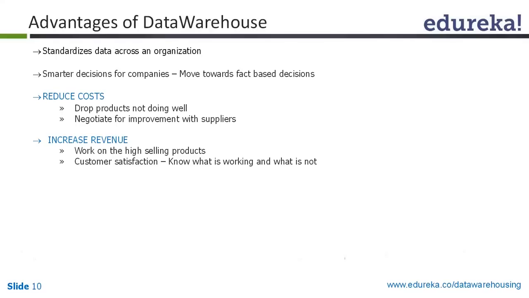Advantages of a data warehouse: standardizes data across an organization, smarter decisions, and as I said, I gave you examples of ATM, railways, supermarket chain, procurement, customer feedback, etc. All these things either are aimed at reducing costs or increasing revenue. Reducing costs, drop products that are not doing well. I took the example of a supermarket where you can put targeted ads and remove the products that are not doing well. Negotiate for improvement with suppliers. I gave you an example of procurement and how it provides a strategic negotiating power to the company to negotiate better.